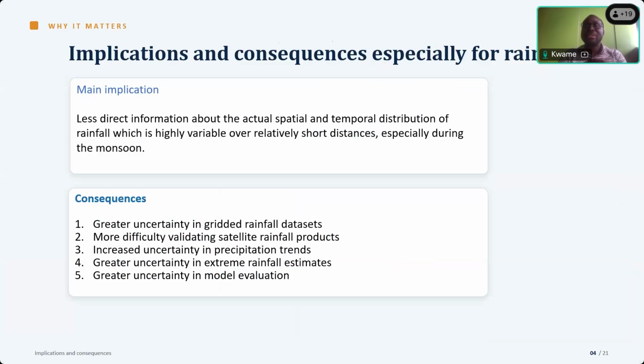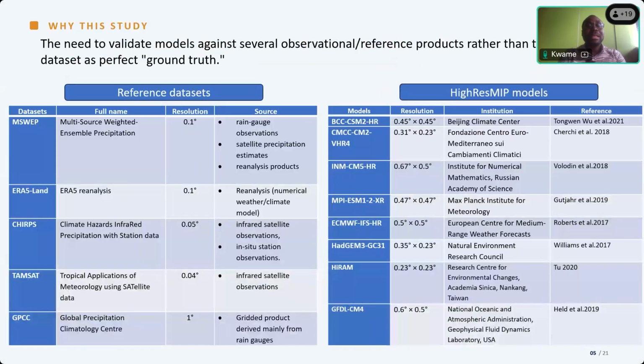There is increased uncertainty in the precipitation trend since some of the years are missing, so you don't actually get the picture of that specific year. There is uncertainty also in extreme rainfall. And when it comes to model evaluation, it becomes difficult to draw any major conclusions when we rely on this station data. So as an alternative, I decided to rely on already created gridded data sets for Africa.